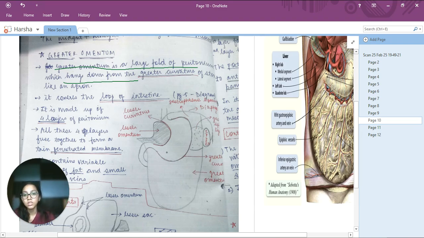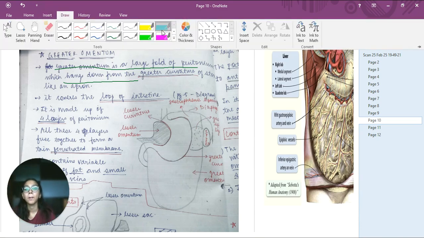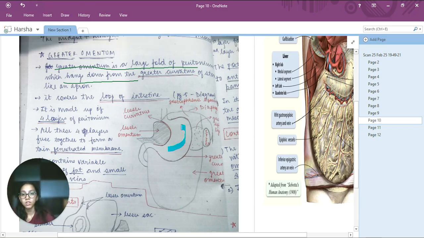Now, this is the stomach, and this is the lesser curvature of the stomach, and this is the greater curvature of the stomach. So, the greater omentum hangs down from the greater curvature of the stomach. Okay, this is important, from the greater curvature of the stomach, like an apron.